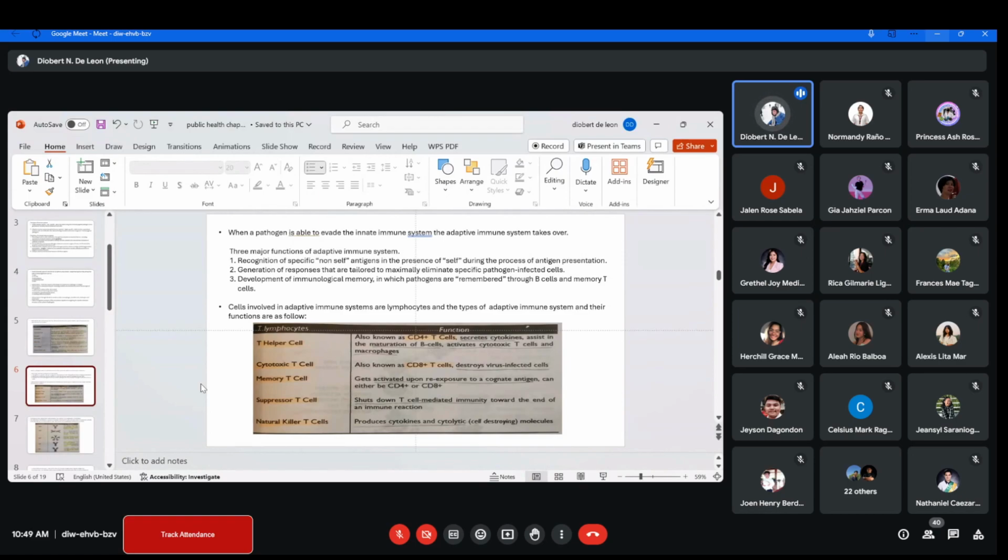On the other hand, your suppressor T cell shuts down T cell mediated immunity toward the end of an immune reaction. And lastly, you have the natural killer T cells that produce cytokines and cytolytic, which are actually cell destroying molecules.